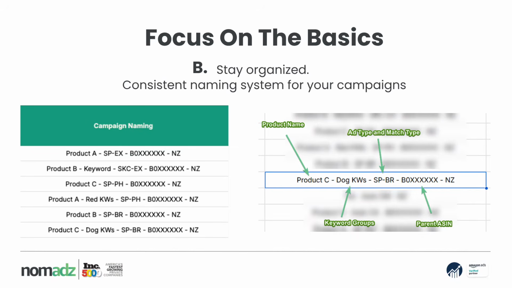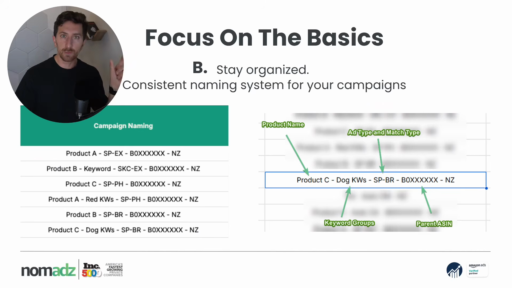The second one is that we want to stay organized. So, a consistent naming system for your campaigns. Here is an example of how we name our campaigns. You can see that at the beginning, we always have a product name. We keep it short. After that we have the keyword groups.